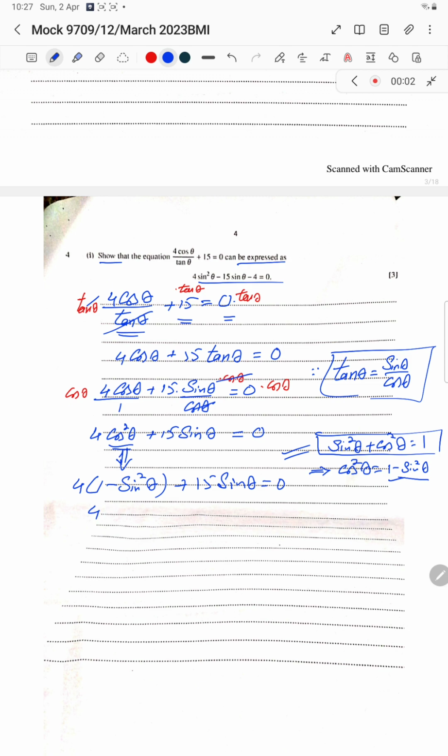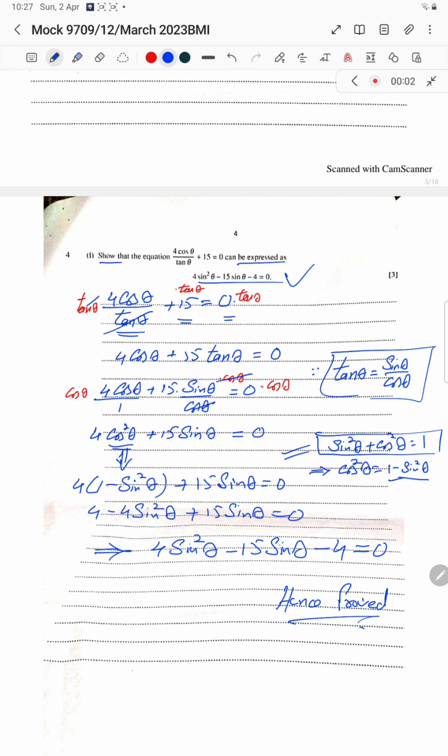Now expand it: 4 minus 4 sine square theta plus 15 sine theta equal to 0. All the terms we required we have, but we just need to arrange them. So take all the terms to the other side, or multiply through by a negative sign. In either case you will get 4 sine square theta minus 15 sine theta minus 4 equal to 0, which is the required proof, hence proved. I hope it is very much clear to you all. Let's proceed to the second part of the same question.